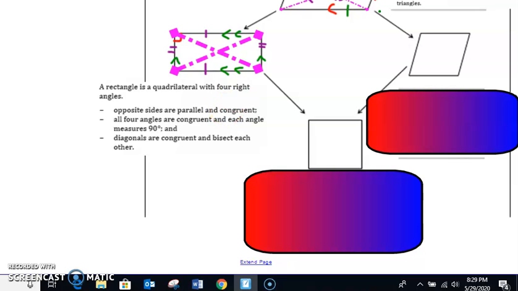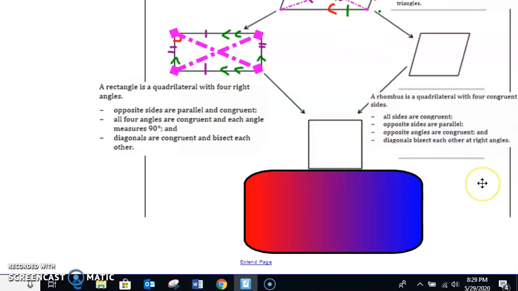Another parallelogram that's part of our quadrilateral family tree is the rhombus. A rhombus is a quadrilateral with four congruent sides. So that means all four sides are equal in length. So if this side is 5 centimeters, this side is 5 centimeters, and so is this side, and so is this side. They're all the same.